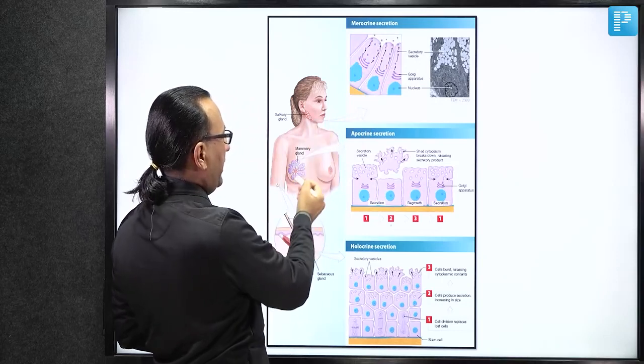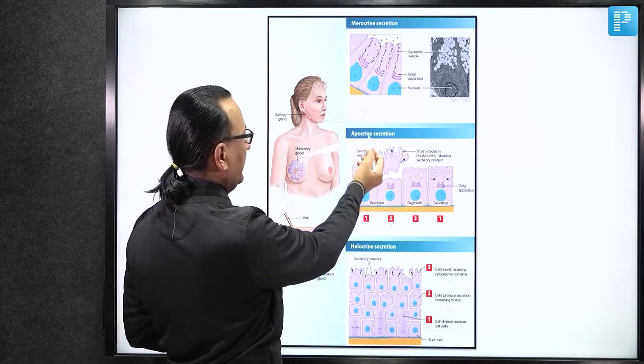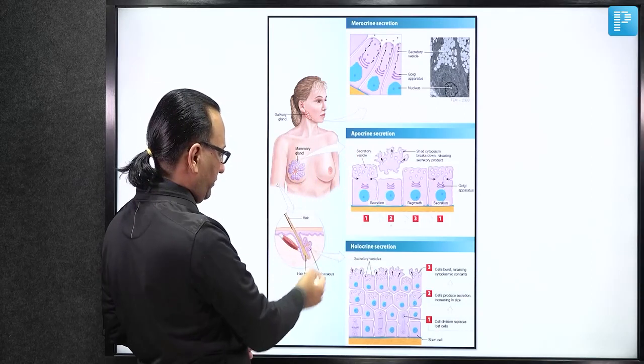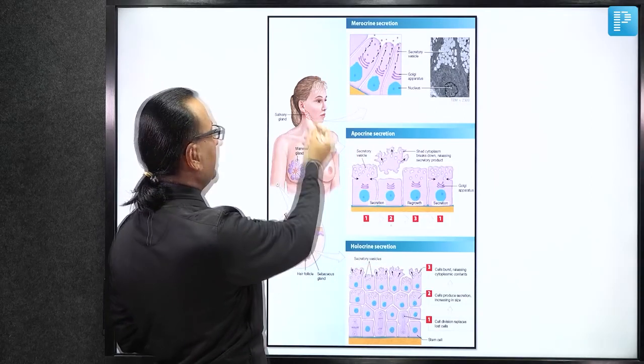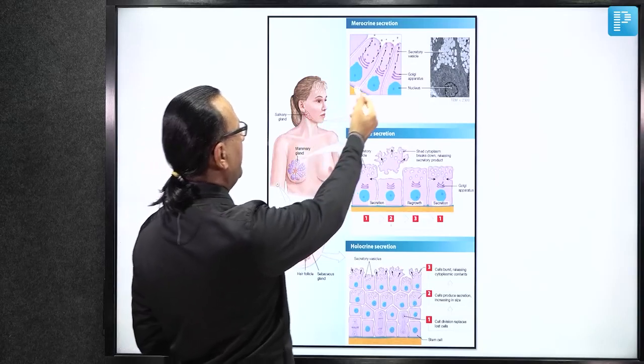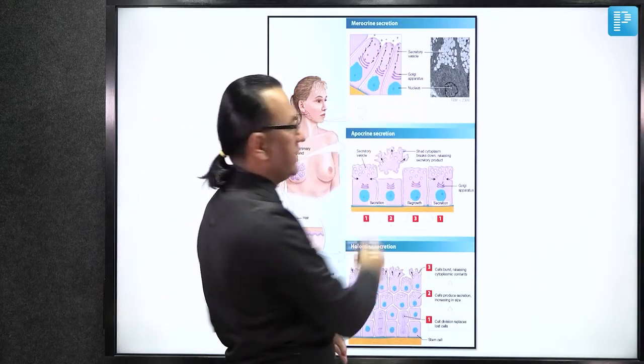When we talk about the mammary gland, it is a modified apocrine type of gland, and the sebaceous gland is the holocrine variety. Let us focus upon the very first, the parotid salivary gland and the merocrine variety. What are the characteristic features here?